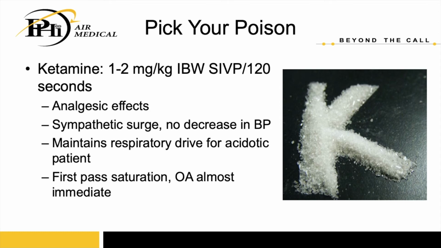Some of the really nice things about ketamine is that it has good analgesic effects. So not only is it a dissociative medication, but it also has analgesic effects as well. And if you push it slow over 120 seconds, you actually get a sympathetic surge. So not only do you not have a decrease in your blood pressure, but you may actually see an increase in your blood pressure.